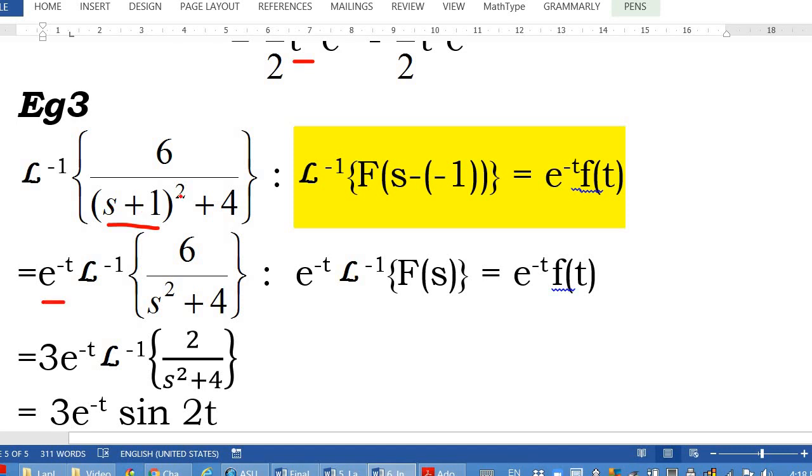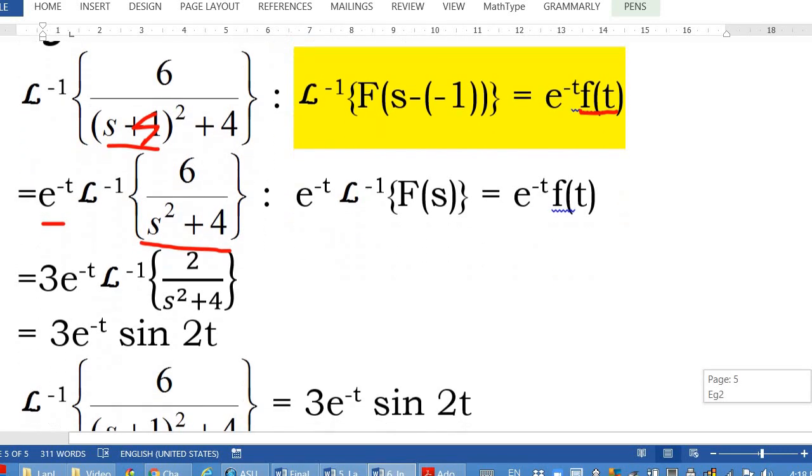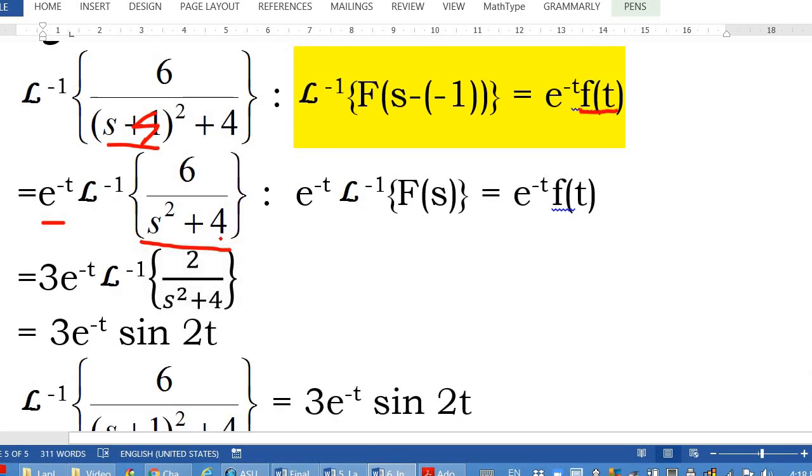From the s plus 1, you get back the term e^(-t) by using the first shift property. And then to get f(t), it is the inverse Laplace of your F(s). F(s) means you replace s plus 1 with s, so it becomes s squared plus 4. So the inverse Laplace of 6 over s squared plus 4. You see 4 is 2 squared, so in the numerator you must have 2.